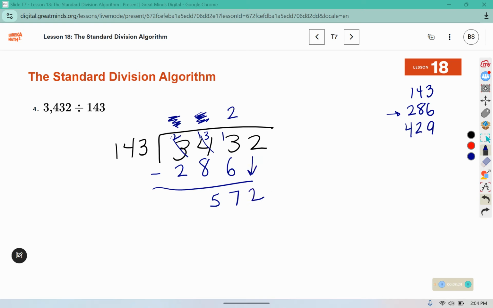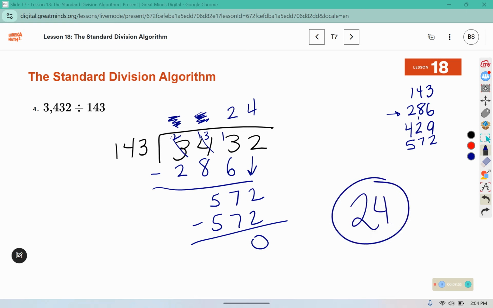Looks like we might need to continue in our list. If I add a 3 to 9, that gives me 12. We would carry the 1. 4 plus 2 is 6, plus 1 more makes 7. And then 100 plus 400 is 572. So that is exactly 4. So our final answer here is 24.